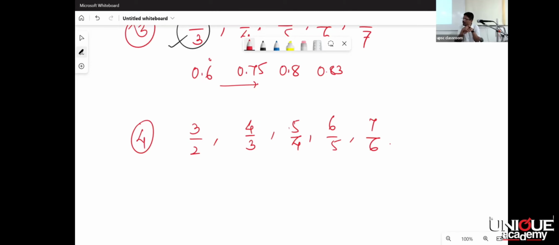But more than this, I would like to tell you, 3 upon 2 up to 7 upon 6, being all improper, can be converted into mixed numbers. So 3 upon 2 is 1 and 1 upon 2. Are you getting me? 3 by 2, 3 divided by 2, the quotient is 1 and the remainder is 1, like that. 4 by 3 when converted into a mixed number is 1 and 1 upon 3.